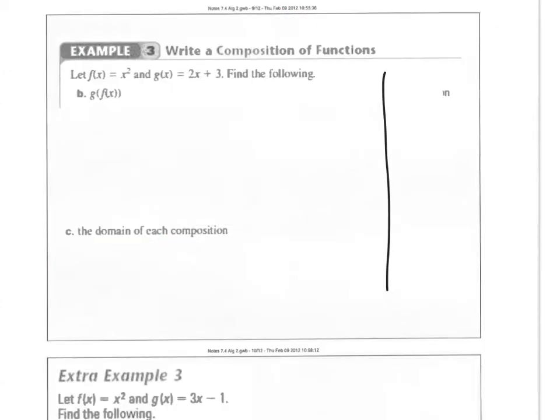Now this second type of example is different. They don't want me to find a numerical answer, they want one that's going to be a formula, and I can tell by this.